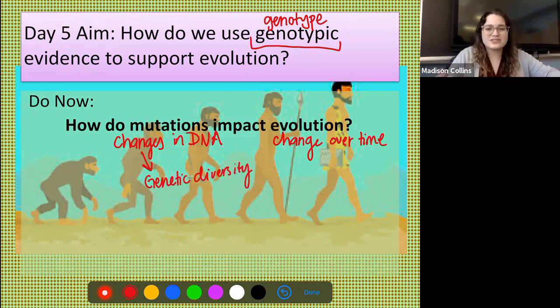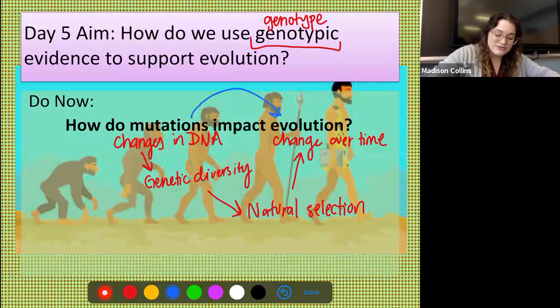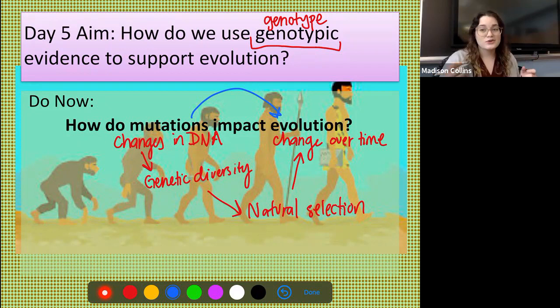And if we didn't have genetic diversity, if we were all the same, that means that natural selection wouldn't happen, because there would be no better traits to choose from. We would all be the same. And if there was no natural selection, that means we wouldn't have any change over time or evolution, right? So in a way, mutations actually directly lead to evolution, because mutations give us the changes in DNA, which contributes to genetic diversity, which is what allows for natural selection to happen, which is what causes that evolutionary change over time.